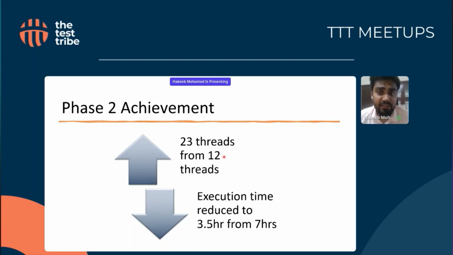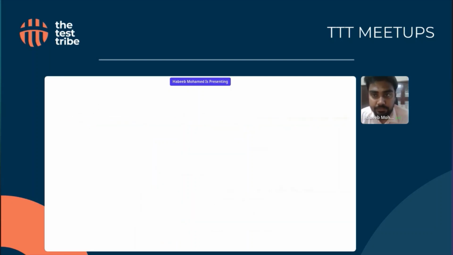After making all these changes, we were able to increase our threads from 12 to 23 by just connecting four new machines and doing the infra changes and framework changes. What we achieved after this is that our execution time has been reduced by half, from 7 hours to 3.5 hours. Yeah, this is a major achievement we did, as we brought down the execution time from 7 hours to 3.5 hours.